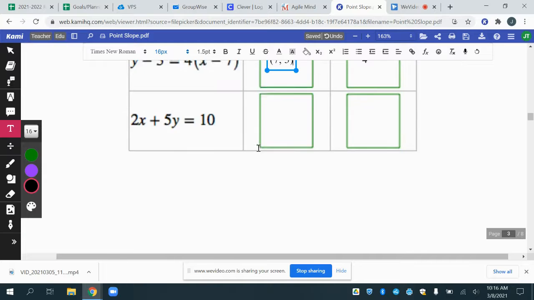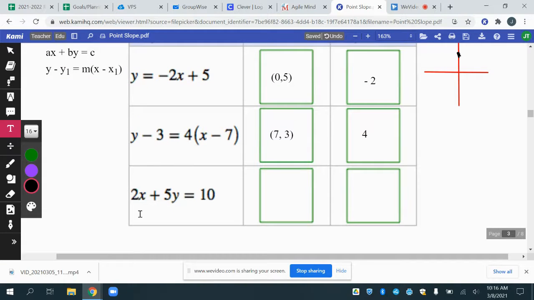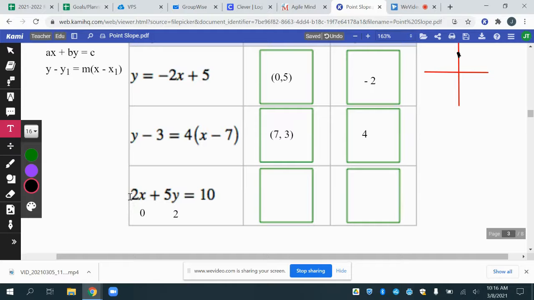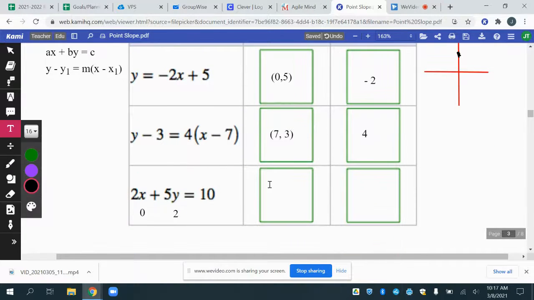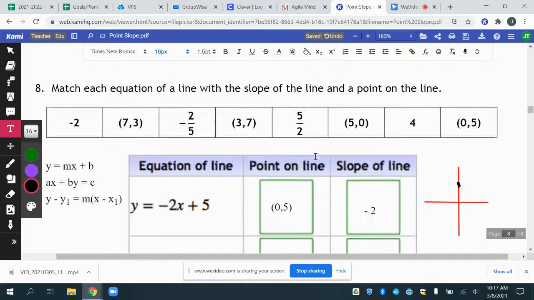This one right here, okay, this is standard form. If x is 0, then y would have to be 2. Why? Because if I plug in a 0, I get 2 times 0. This disappears. I end up with just 5y equals 10. 5 times 2 equals 10. So one point it goes through is (0, 2).